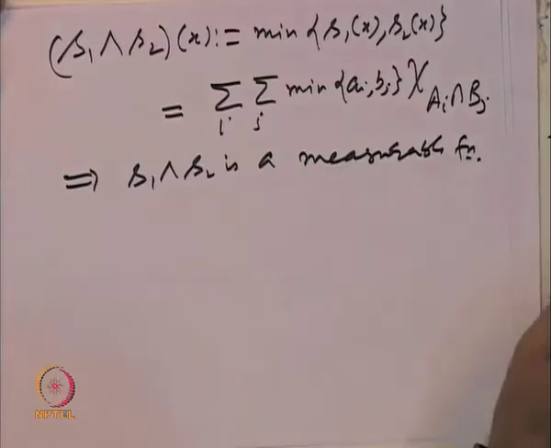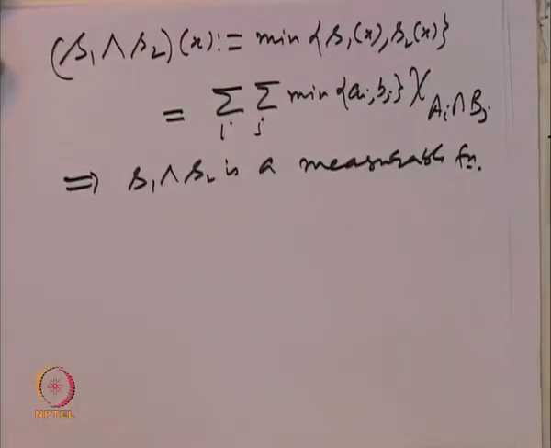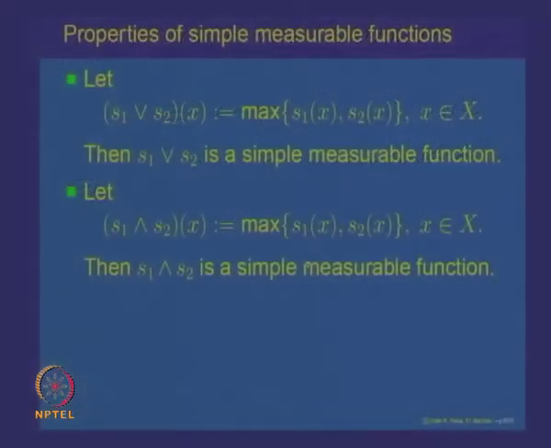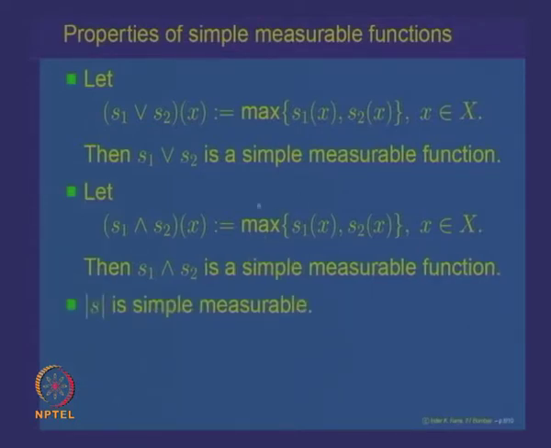Whenever S1 and S2 are measurable functions, not only the maximum, the minimum also is a simple measurable function. And let us finally prove that if S is simple measurable, then mod S is also a simple measurable function.